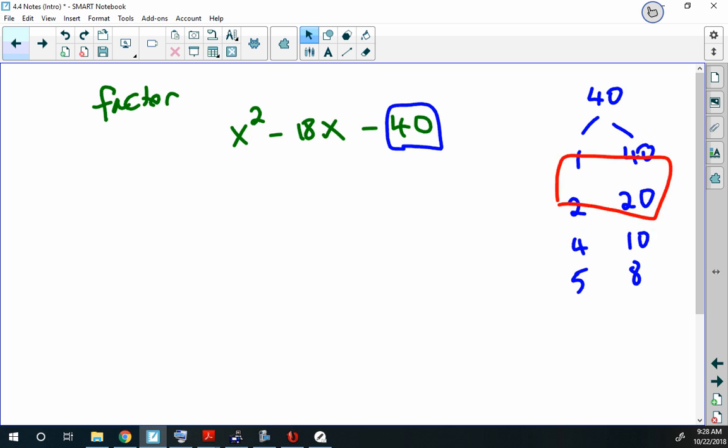Now, one of those pairs of factors is going to be the ones that we're going to end up using here. And we'll talk more about that tomorrow, and hopefully you kind of see where we're heading in the future with this.